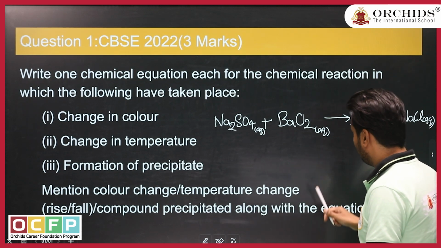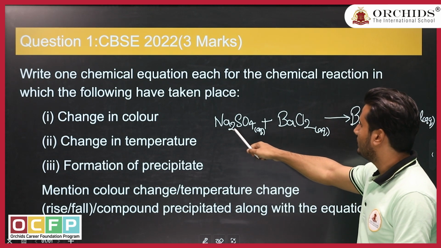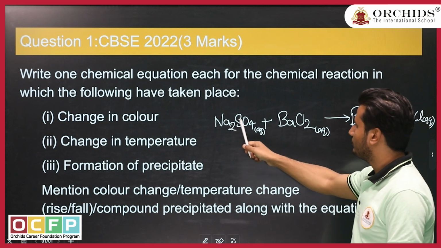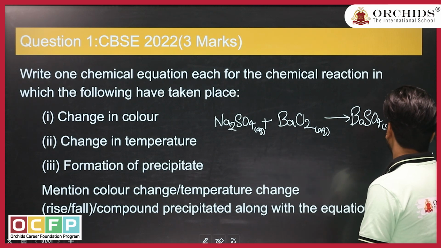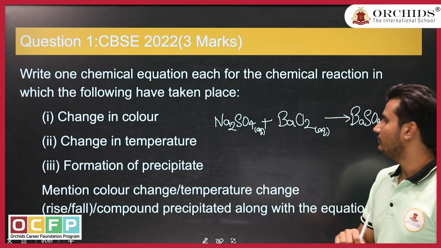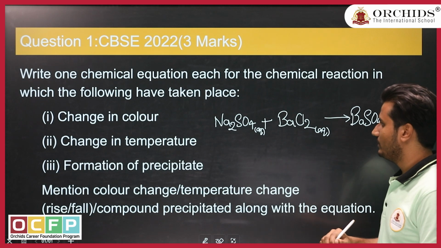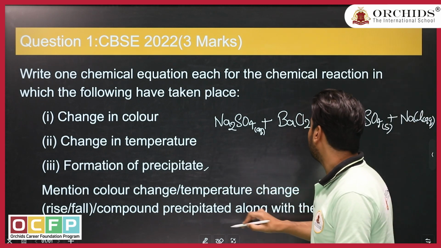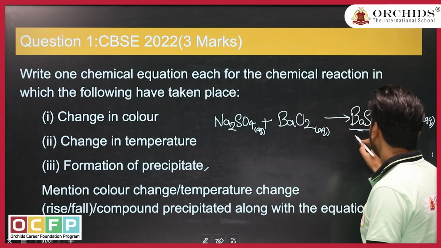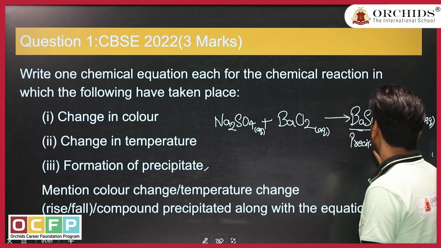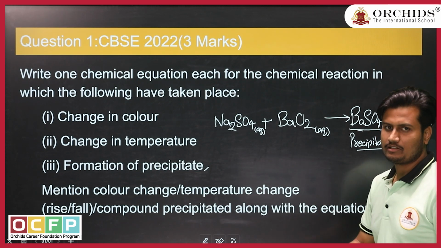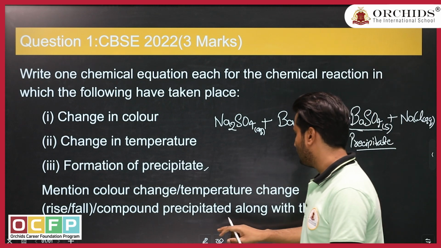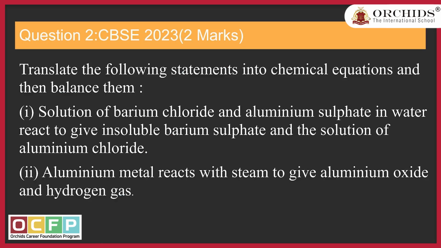So check, when sodium sulfate reacts with barium chloride, barium sulfate and salt are formed in aqueous form. So this is a formation of precipitate. This barium sulfate is the precipitate. All right, so let's move to our next question. Let's take our second question.